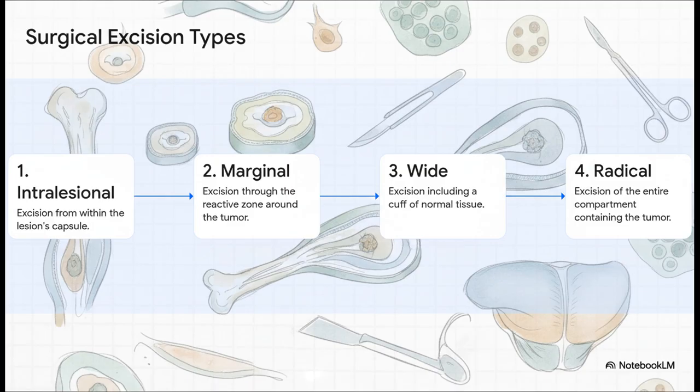The next step up is wide excision. This is a real workhorse. Here, you're taking out the tumor plus a healthy cuff of normal tissue all around it. And at the very top, you have radical excision, where you remove the entire anatomical compartment that contains the tumor.